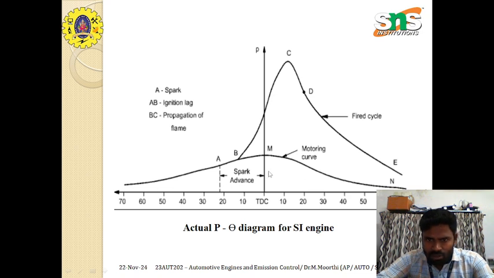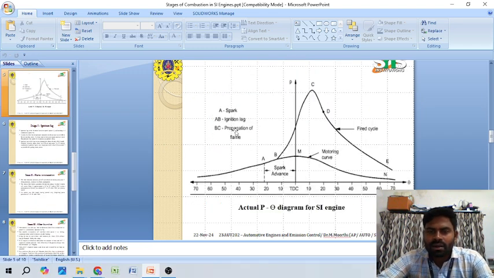The motoring curve represents no combustion, that is without combustion, and the fired cycle indicates the combustion process. A to B is where the spark is applied, and A to B is the ignition delay. B to C is the propagation of flame, and after C the entire fuel is burned, and C to E is the after burning. So this is how the combustion process takes place in an SI engine.